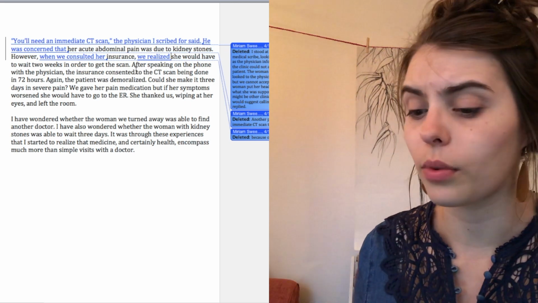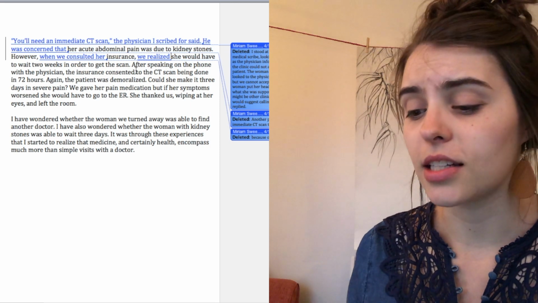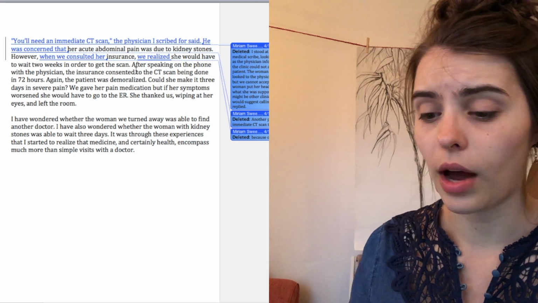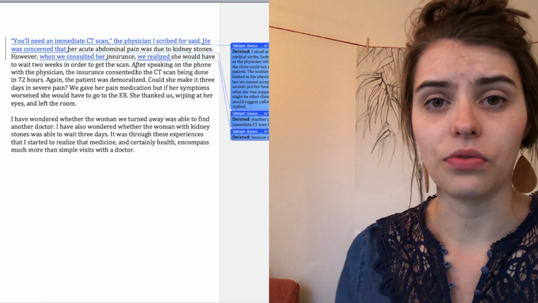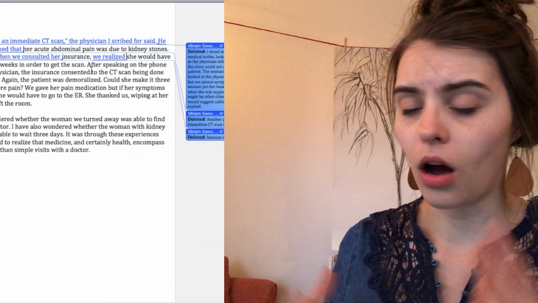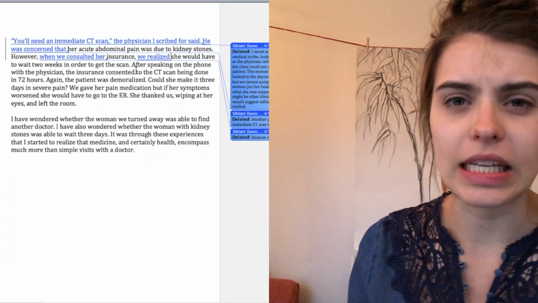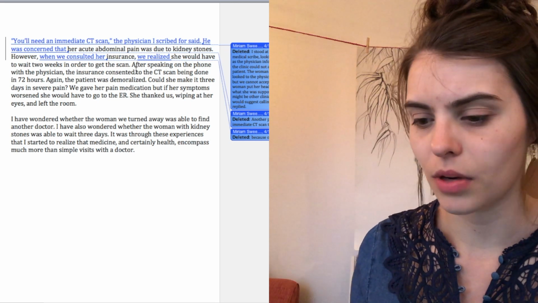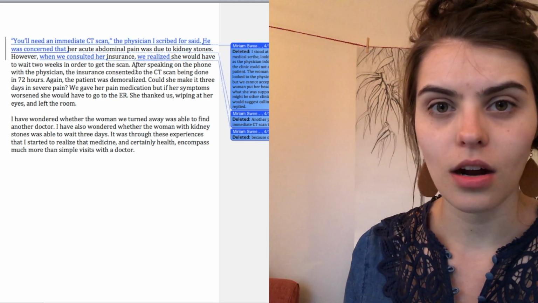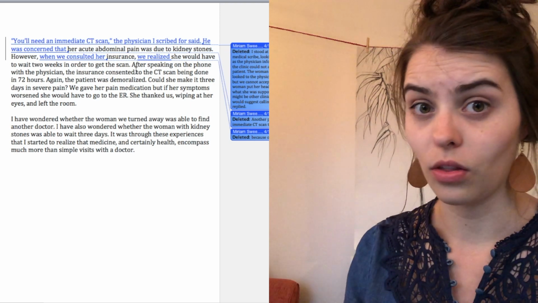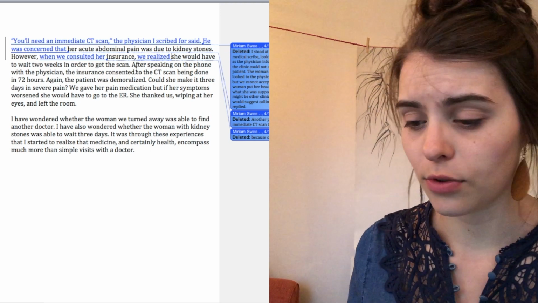After speaking on the phone with the physician, the insurance consented to the CT scan being done in 72 hours. Okay, that's a really different story than what we just saw. We thought that she'd have to wait 2 weeks to get the scan, but now something has changed. The way it's dropped in here, though, it's really easy to gloss over. It's not obvious this is a big change. So let's make it clear that our story is progressing here, that we're not just presenting information.